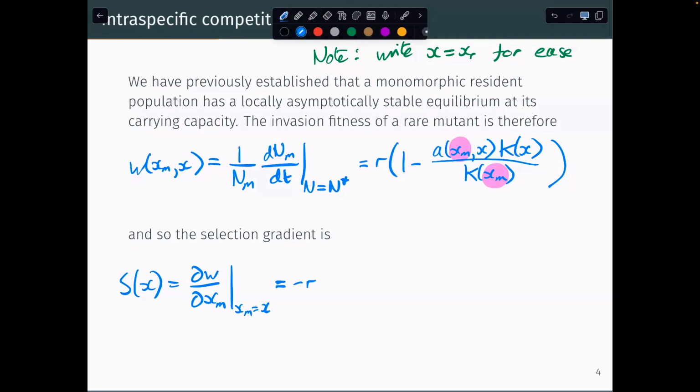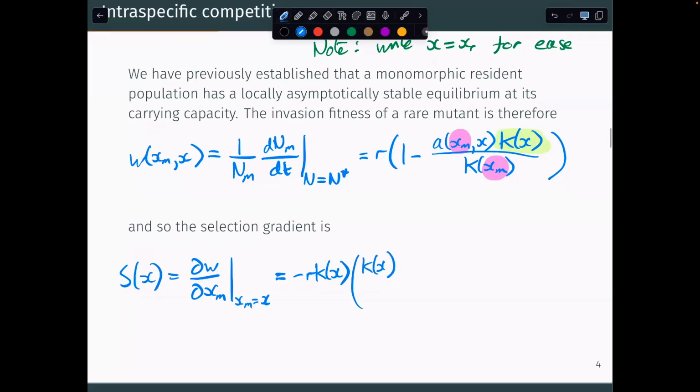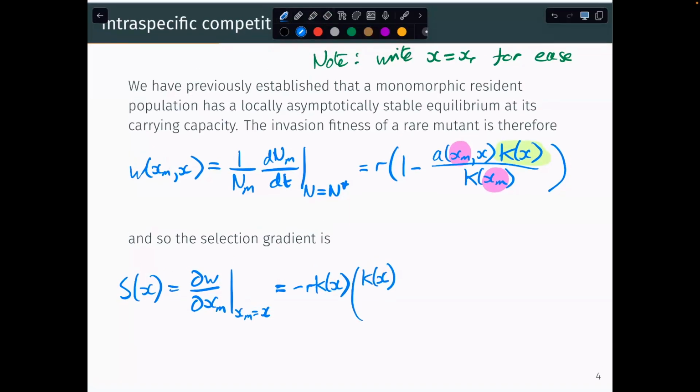We have a minus r. This K of x here is just going to be a constant, so that can come out the front. So we're going to have minus r times K of x. And then let's take what's on the denominator, K of xm. In fact, I'm just going to do the substitution step straight away. So we'd have K of xm, which we're going to evaluate at x, so that becomes K of x. We take the derivative of the competition function, A. We're taking the partial derivative of this with respect to xm, and we evaluate this when xm is equal to x.